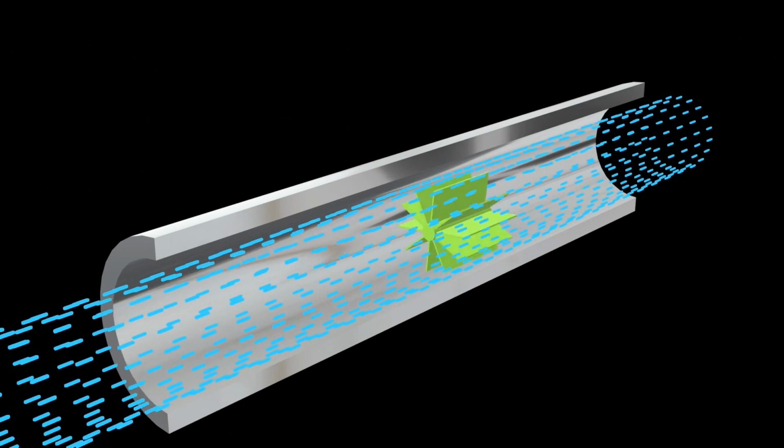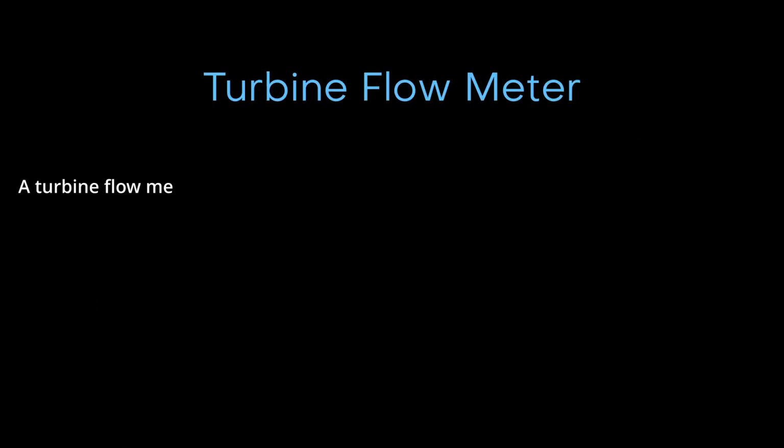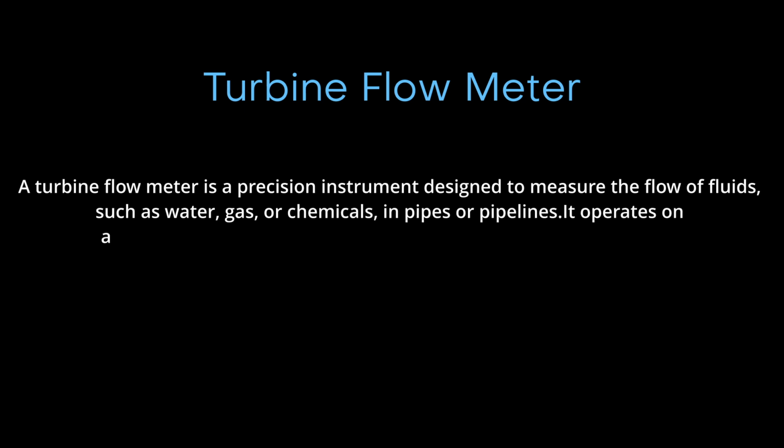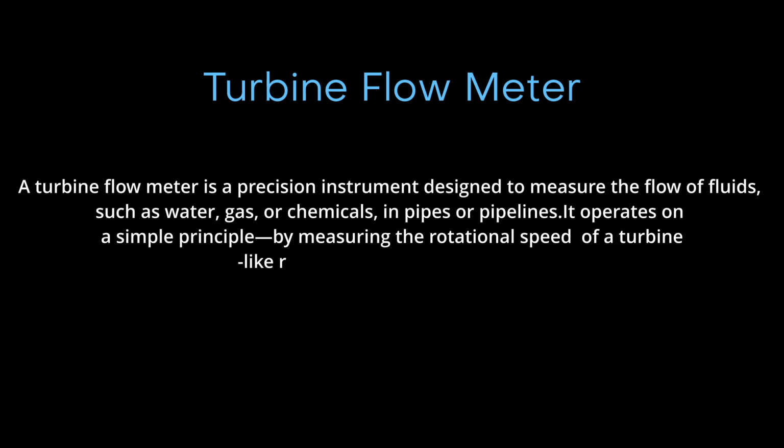In this video, we are going to learn what is a turbine flow meter, how does it work, what are its applications. So, what is a turbine flow meter? A turbine flow meter is a precision instrument designed to measure the flow of fluids such as water, gas or chemicals in pipes or pipelines. It operates on a simple principle by measuring the rotational speed of a turbine-like rotor placed in the fluid path.